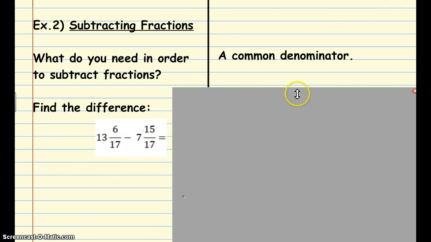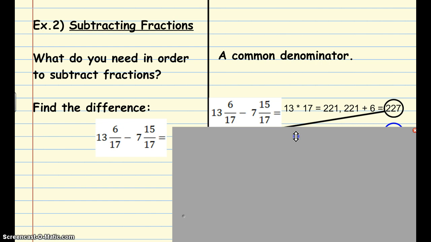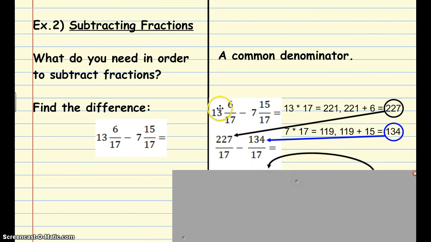I already have that. So the first thing that I'm going to suggest we do is change each of our mixed numbers into improper fractions. In order for us to do that, we're going to do the big number times the denominator. So 13 times 17, that gives us 221. And then we're going to add the numerator. So we're going to take 221 plus 6 to make 227. And that 227 becomes our new numerator.